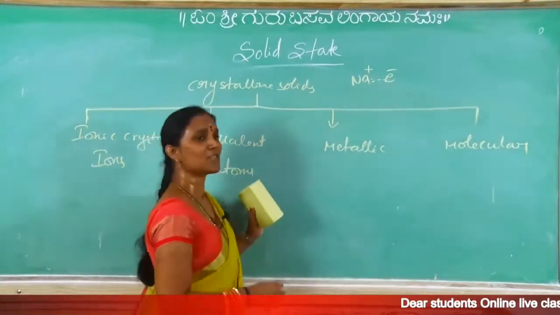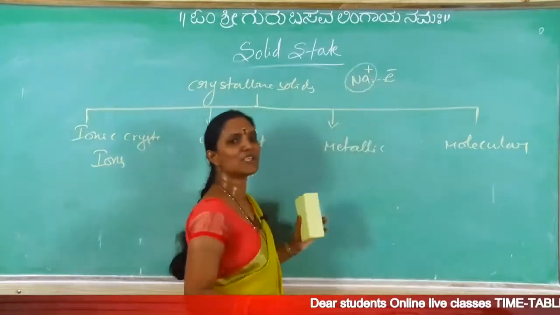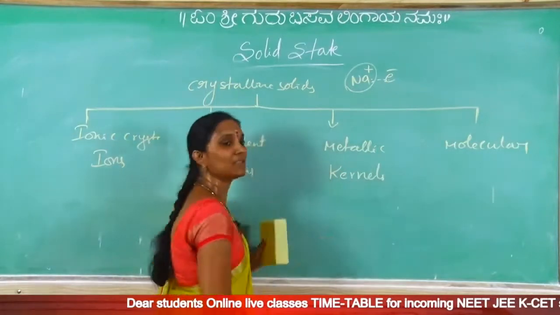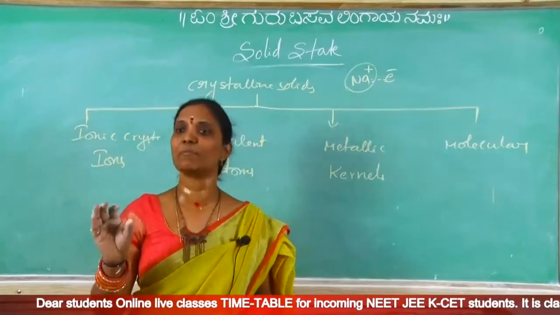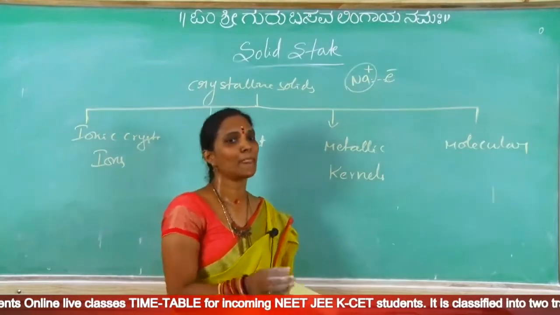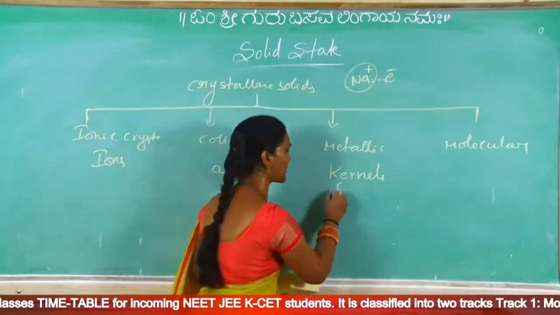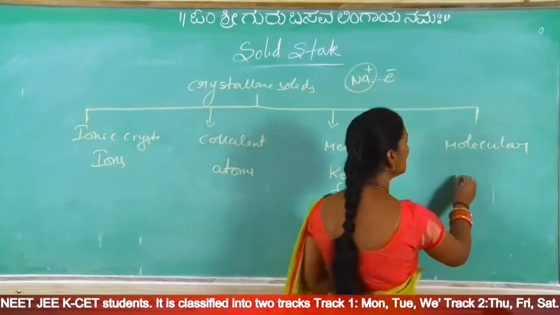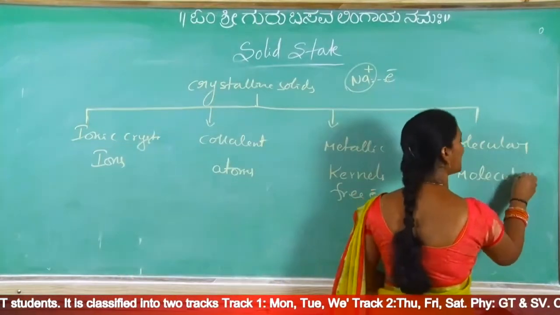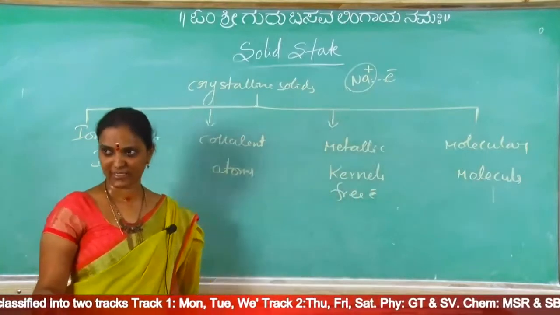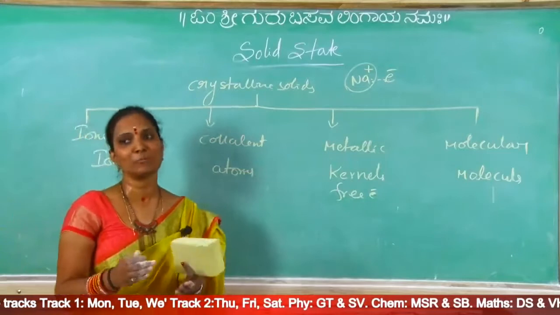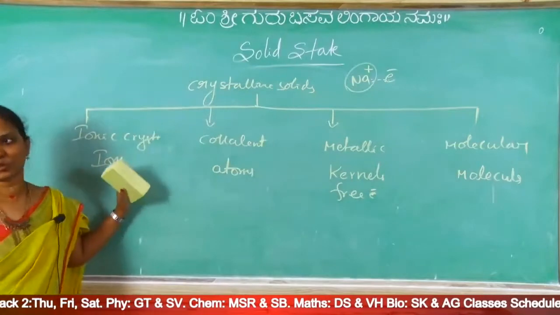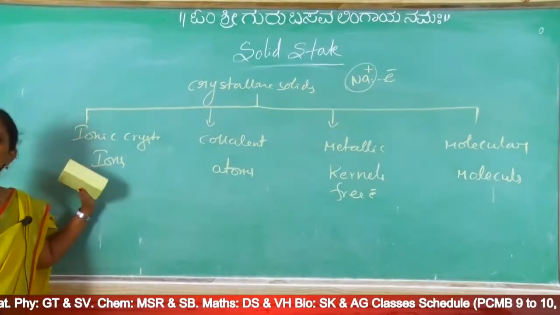Now what are the constituent particles? These metal ions are the constituent particles, and these metal ions are called metal kernels. Remember? In a metallic crystal, metal ions form, those metal ions are called metal kernels, and free electrons are also there. And molecular crystals, what are the constituent particles? Definitely we can answer molecules. If molecules are constituent particles, they are called molecular crystals. If metal kernels, nothing but metal positive ions, are constituent particles, they are called metallic crystals. If atoms are constituent particles, they are called covalent crystals. If ions are constituent particles, they are called ionic crystals.